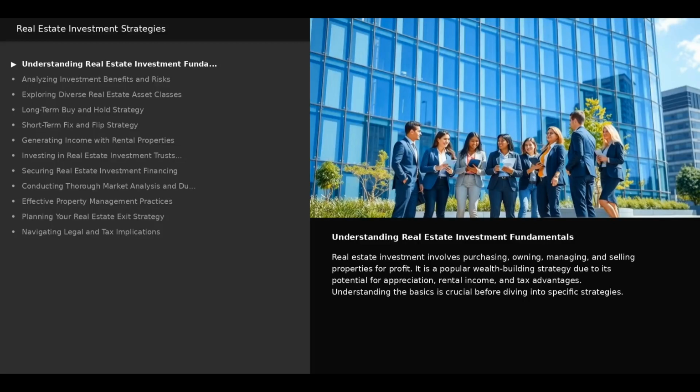Understanding real estate investment fundamentals. Real estate investment involves purchasing, owning, managing, and selling properties for profit. It is a popular wealth-building strategy due to its potential for appreciation, rental income, and tax advantages. Understanding the basics is crucial before diving into specific strategies.